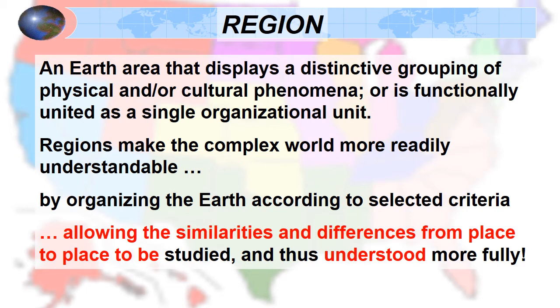In history class, you study what happens in different time periods. So if there were no time, or if there was no difference over time, there'd be no reason to take a history class. Well, similarly in geography, if everywhere was all the same, if there was no regional differentiation, there wouldn't be any reason to take a geography class. So it's one way that we organize the world according to selected criteria, and thus we know about the differences from place to place, and thus understand them more fully.